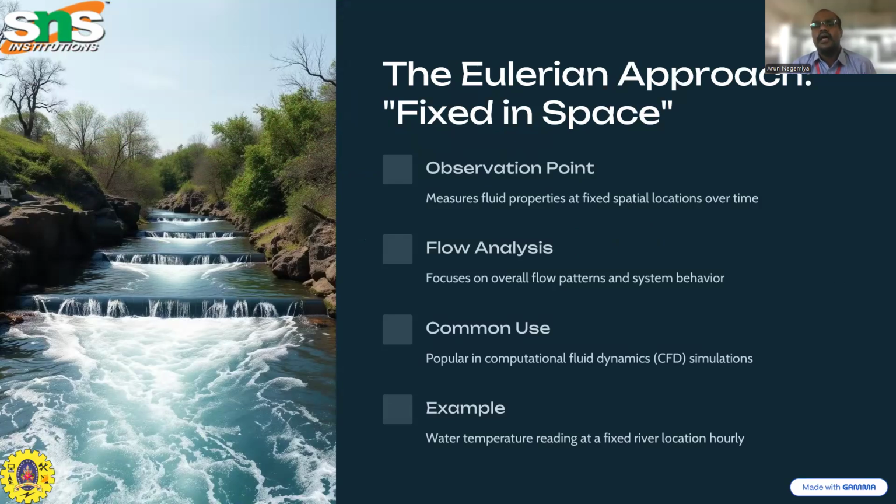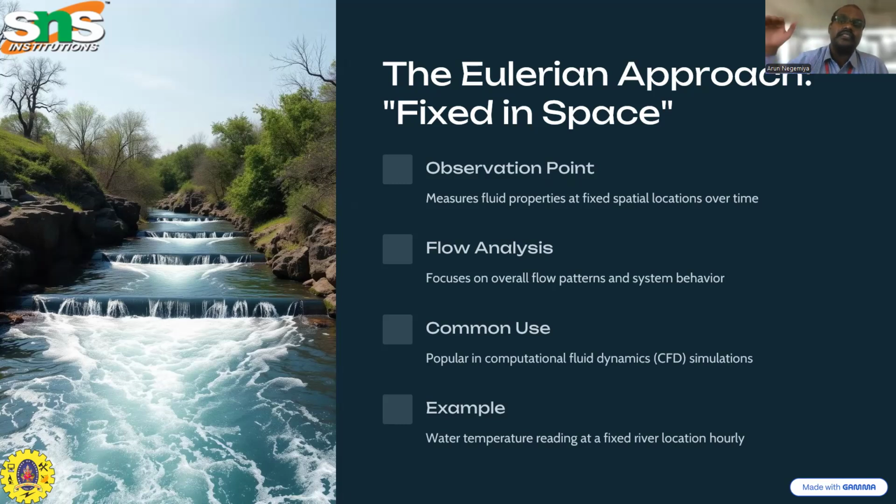Next one is the Eulerian approach, fixed in space. There are three conditions. First is the observation point of view: measuring the fluid properties at a fixed spatial location over time. Next is the flow analysis. You see in the figure the overall flow patterns and system behavior. The fluid flow comes segment by segment from top to bottom, and it moves through that fixed area.